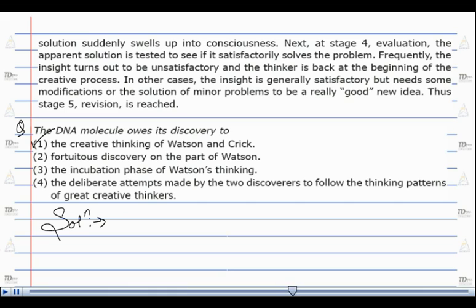Option number 2, fructiferous discovery on the part of Watson. Option number 3, the incubation phase of Watson's thinking. And option number 4, the deliberate attempts made by the two discoverers to follow the thinking pattern of great creative thinkers, are not true as far as the passage is concerned. It was indeed the joint efforts of Watson and Crick, not only Watson. Option number 1 is therefore the correct answer.